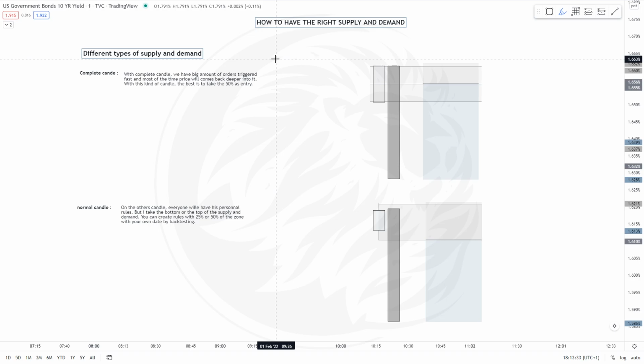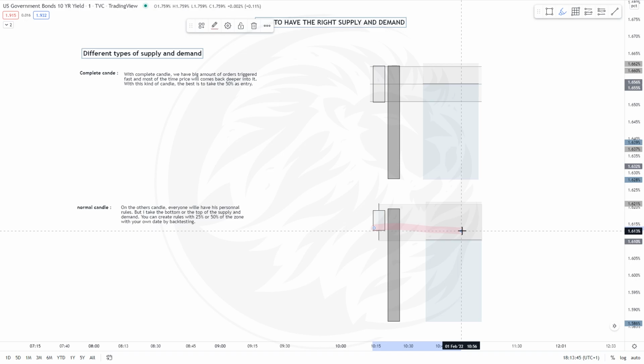But sometimes some traders will use rules about stop loss. For example, if you have a supply or demand here of more than 2.5 pips, you will use the 25%, and if the supply or demand is less than 2 pips, you use the bottom. That's an example of a rule that you can create for this kind of candle, but be sure to gather really good data, and a big amount of data, to be sure of what you are doing.